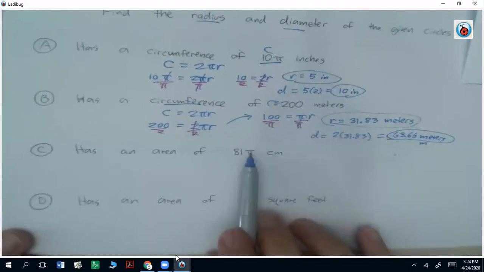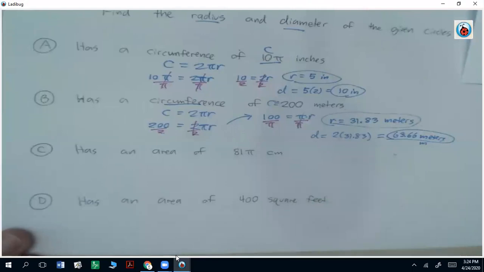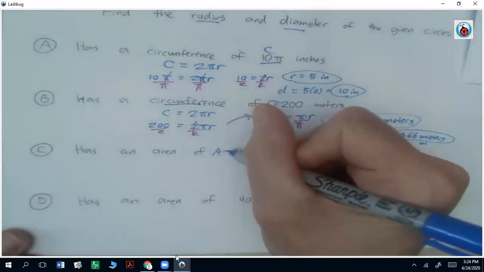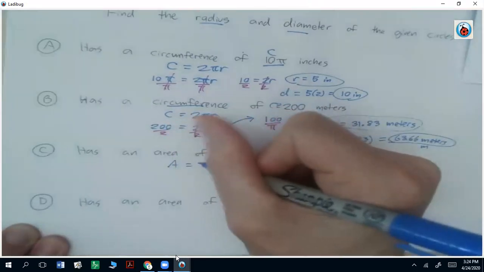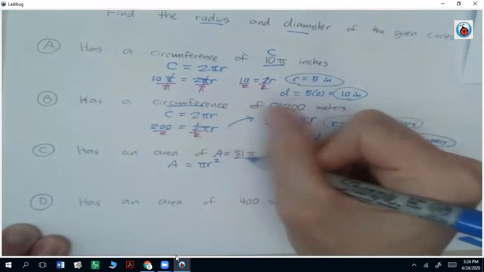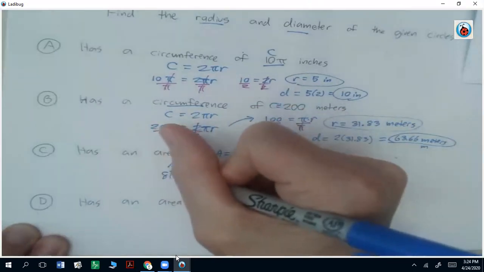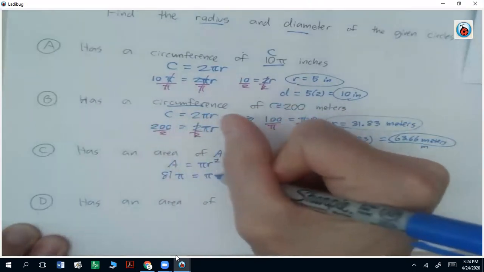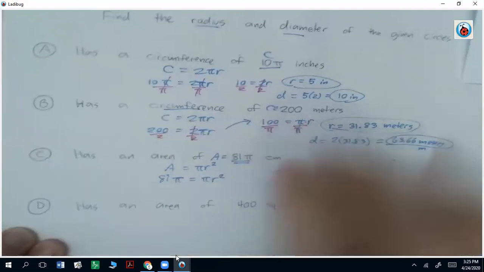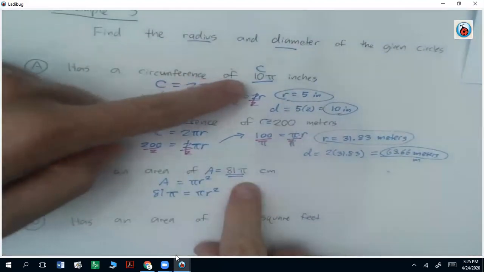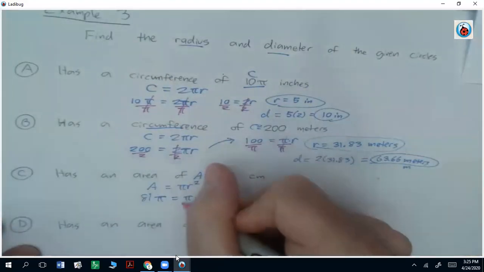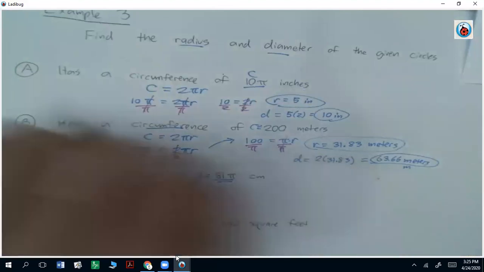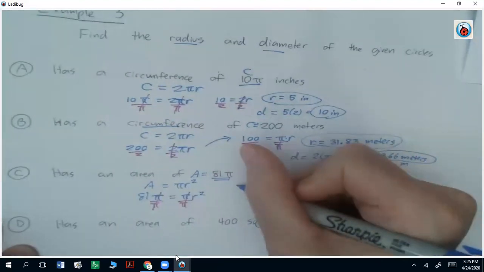All right, so what if you're given the area? Using the area formula, which is pi r squared, you can say, in this case, 81 pi is equal to pi r squared. And like we had with the circumference, since there was a pi in there, we can divide both sides by pi and cancel that out, not have to deal with the decimal. And we get 81 equals r squared.